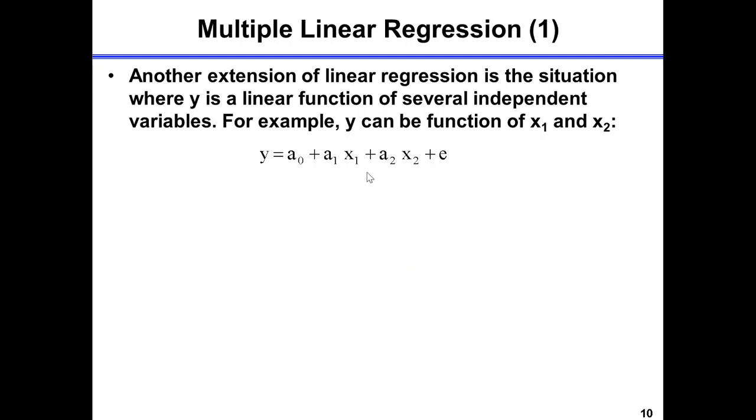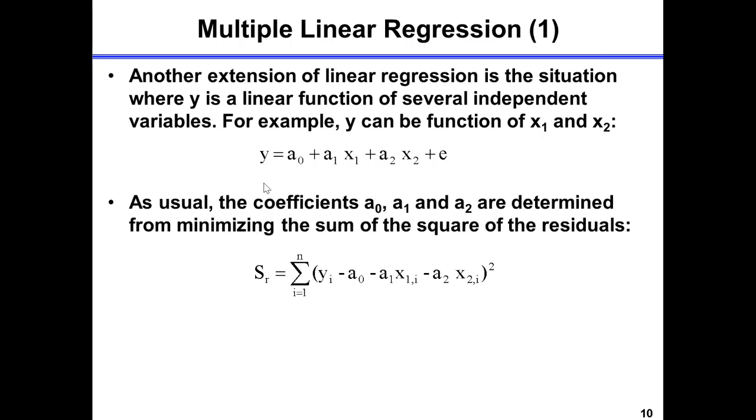It means that we have x1 and x2. We have more than one variable. So this x1 can be, for example, temperature. This x2 can represent pressure. Let's say we are talking about a distillation column, so this y can be the purity of our products. So for these, what are we going to do?